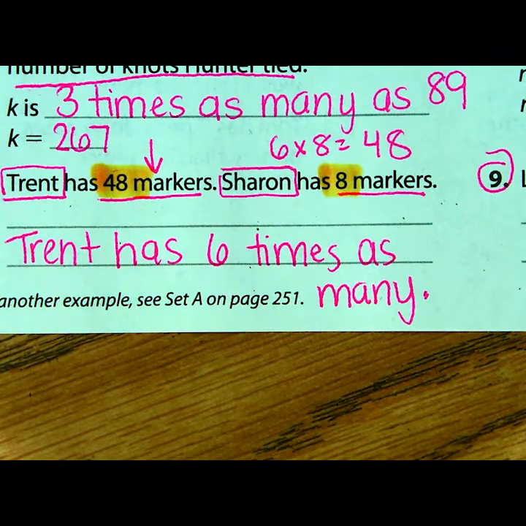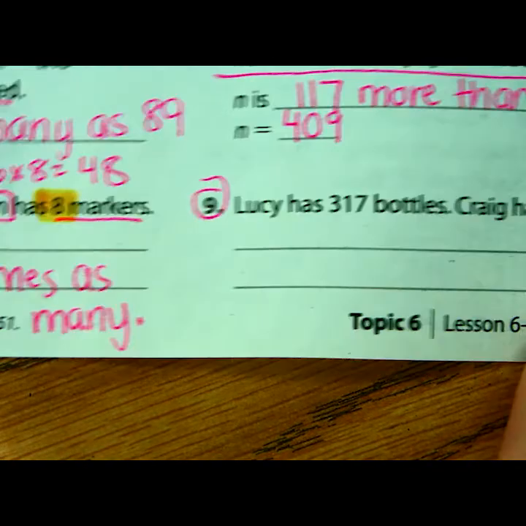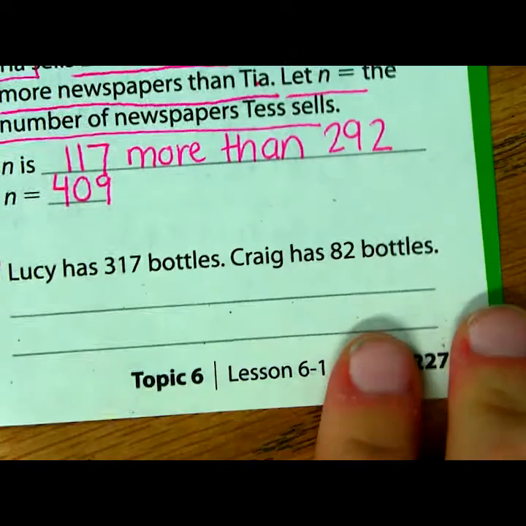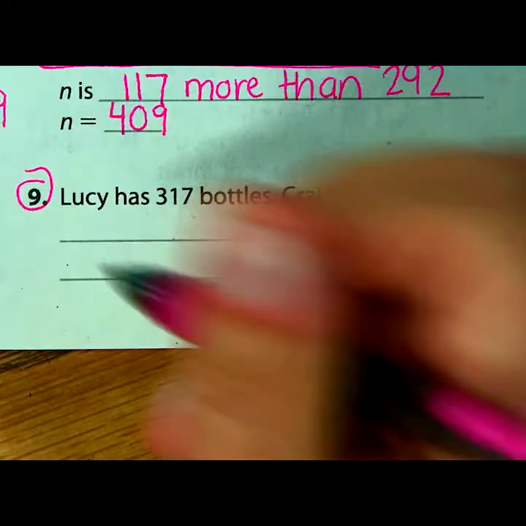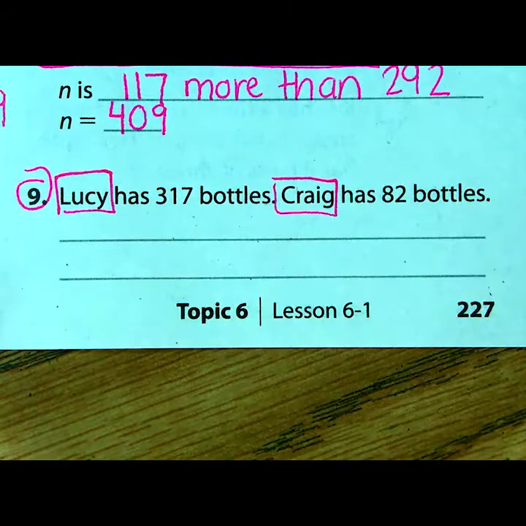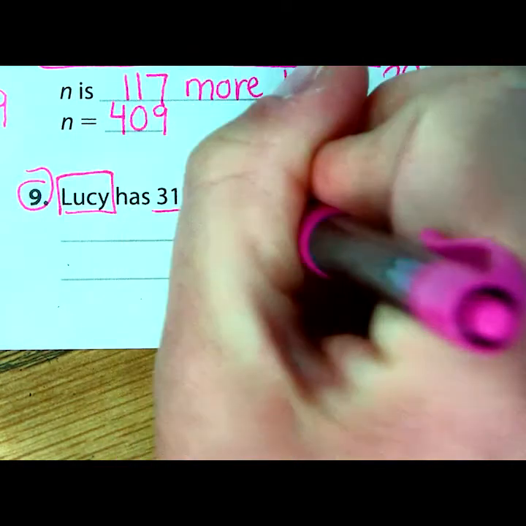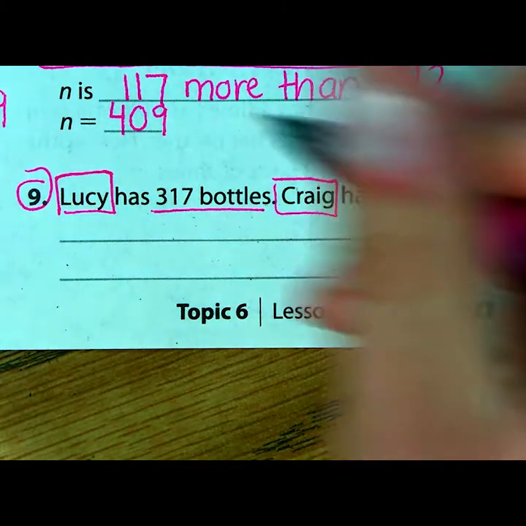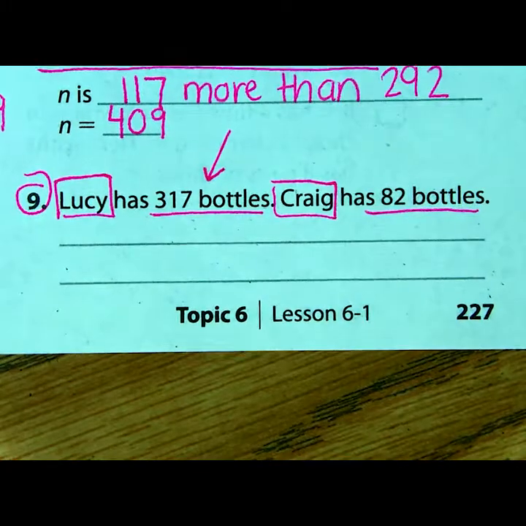Number 9, Lucy has 317 bottles. Craig has 82. We're comparing the bottles that Lucy has to the number of bottles Craig has. And we found Lucy has 317. Craig has 82. Who has more? Lucy. Hopefully this is getting a little bit easier.